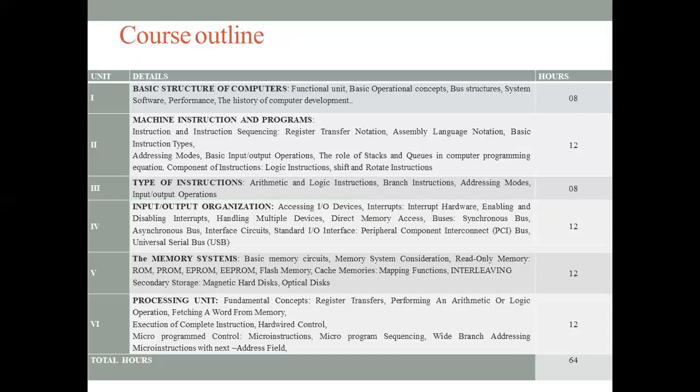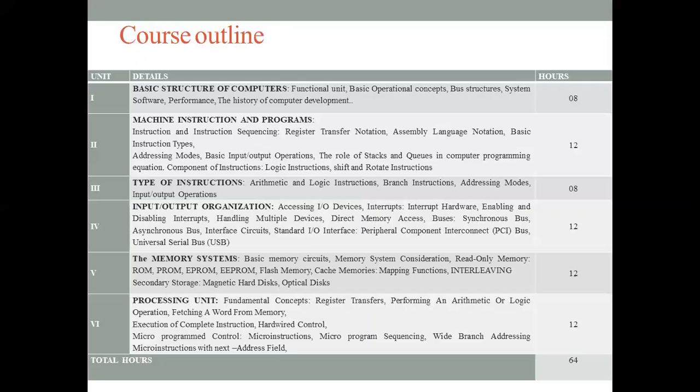So all these things will help us to know about how the memory is designed. So this is one of the functional units, a basic component of a computer, that is the memory. So in this unit 5, we'll be dealing with the memory systems. And finally, at the end, this is the 6th unit, we'll be discussing the processing unit.